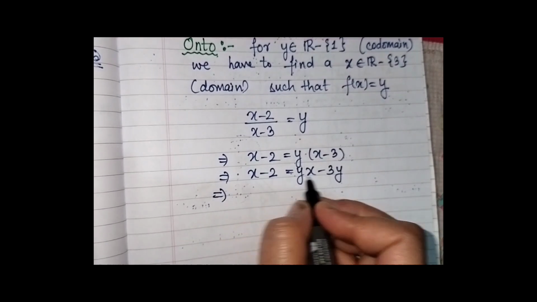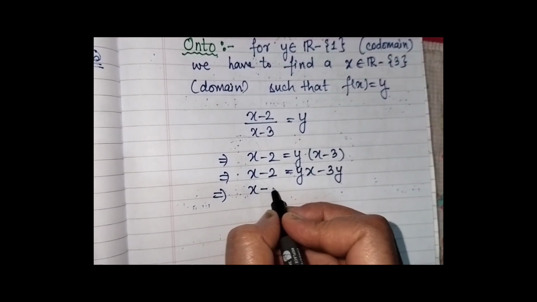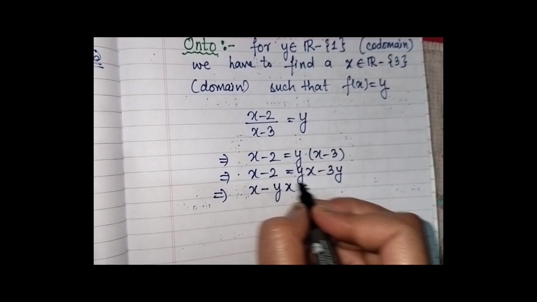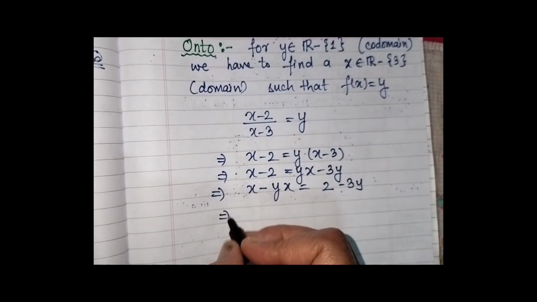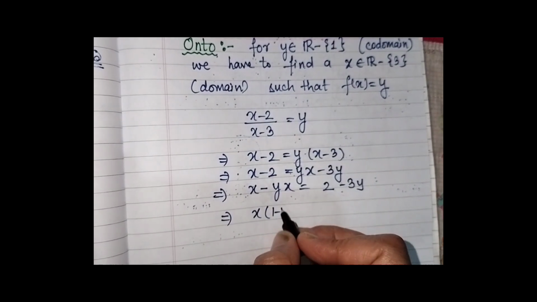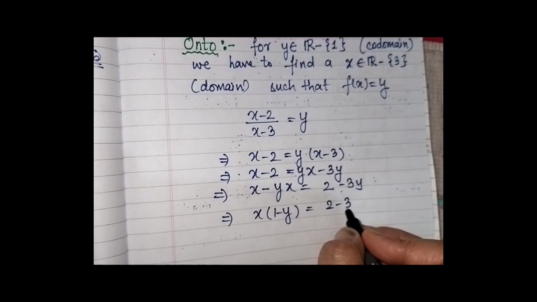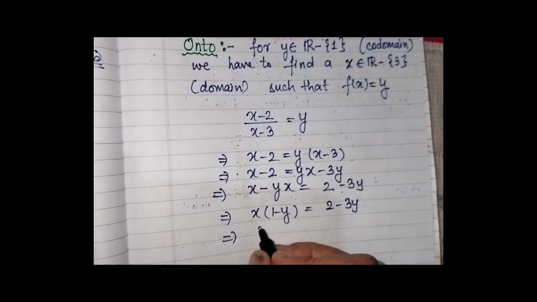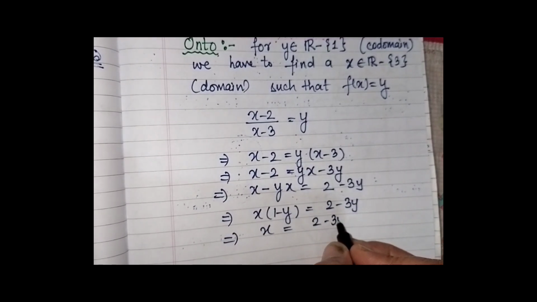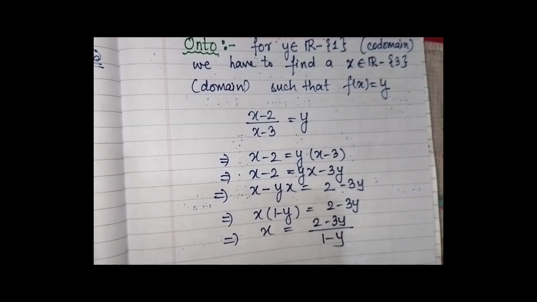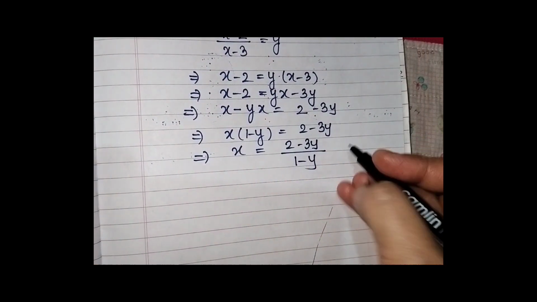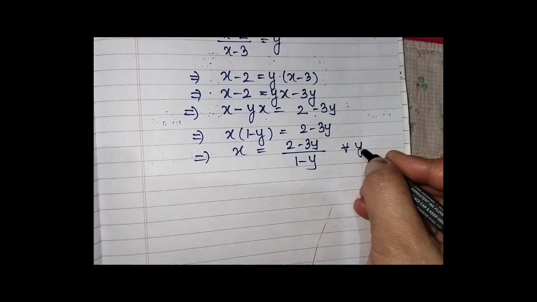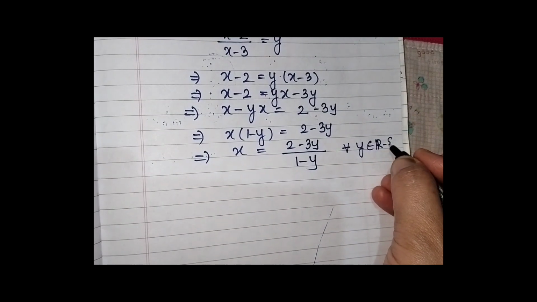Okay, so just bring the terms of x on this side. So x minus yx, and it is 2. Bring 2 to this side. It is 2 minus 3y. So if you take x common, it is 1 minus y, which is equal to 2 minus 3y. So you have x is equal to 2 minus 3y upon 1 minus y. So as you can see, you can write x in this term. Now this is true for all y that belongs to R minus 1.